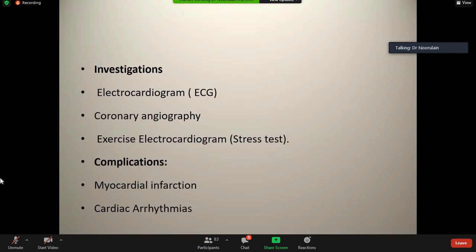What investigations are needed to exclude angina and MI? ECG, electrocardiogram, to see ST segment elevation; coronary angiography to see the thrombosis size and distribution; and the stress test. As for complications, angina pectoris can lead to myocardial infarction or cardiac arrhythmia because there is abnormal electrical activity in the myocardium.